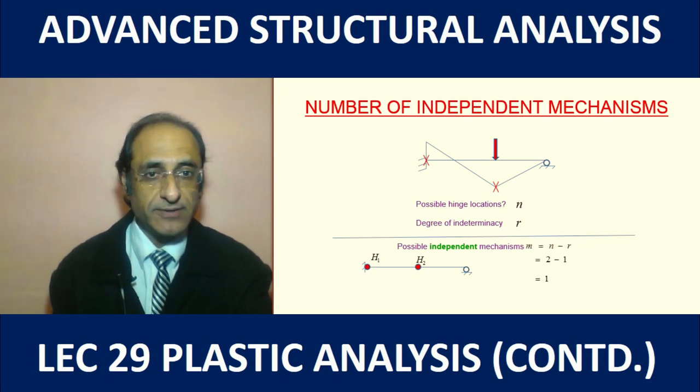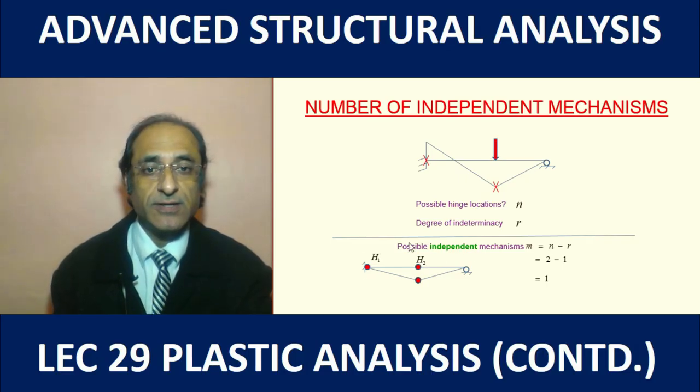For example, here we are getting the number of possible mechanisms as 1. So this is the possible mechanism. Here there are 2 hinges, and it's easy to visualize that these 2 locations, one at the support and the other just under the load, are required to bring about the total transformation of the structure into a mechanism. So we have basically one independent mechanism for this case.